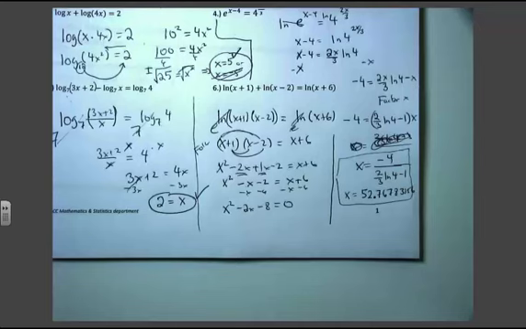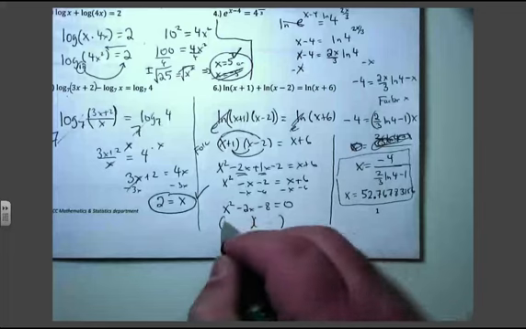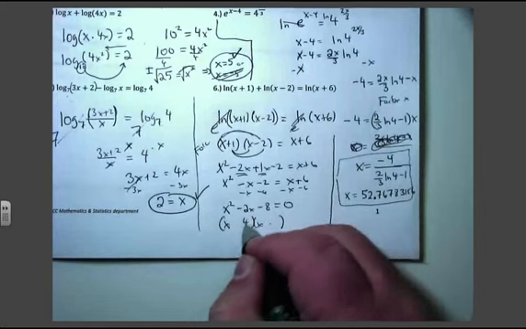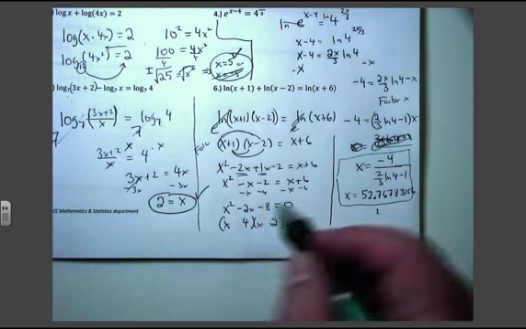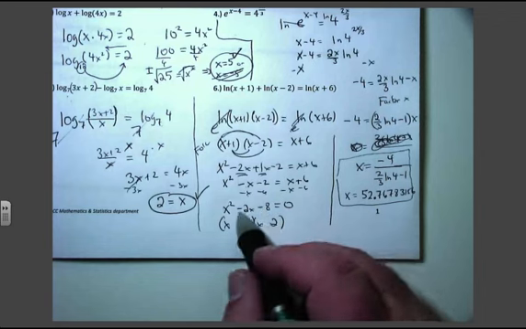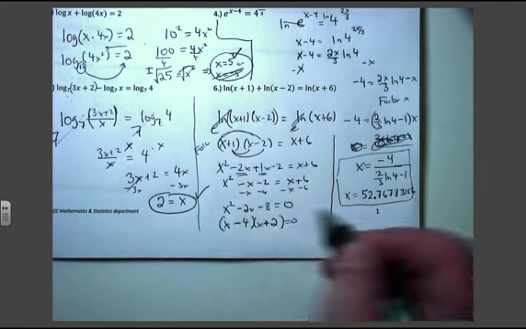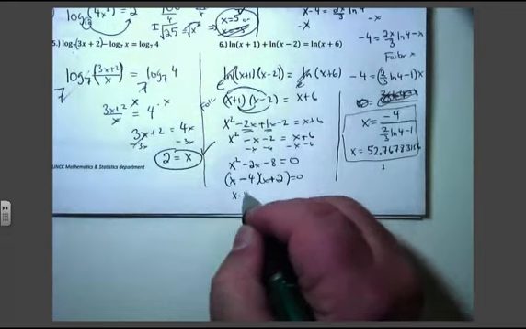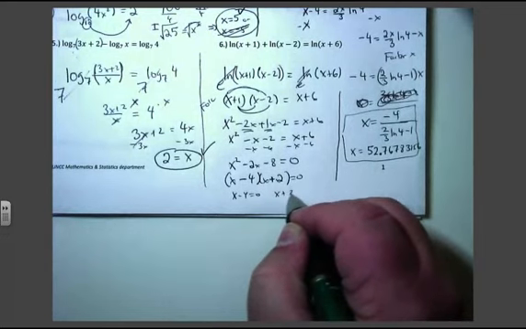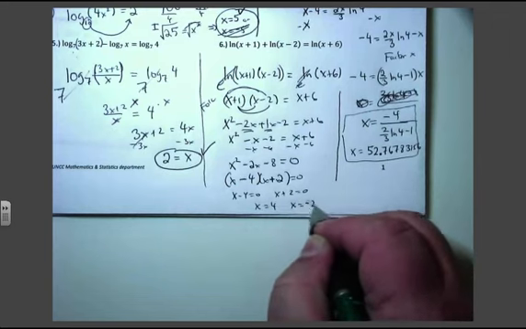Factoring it. Does it factor? What times what is 8 that differs by 2? I believe it's 4 and 2, right? Because the last term's negative, it's going to be plus and minus, and because the middle term's negative, the bigger number is going to be negative, the smaller number is going to be plus. Equal to 0. You set each factor, x minus 4 equal to 0, and x plus 2 equal to 0, and I get x equals 4, and x equals negative 2.